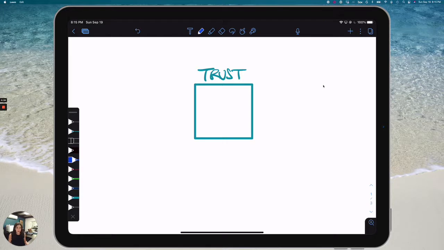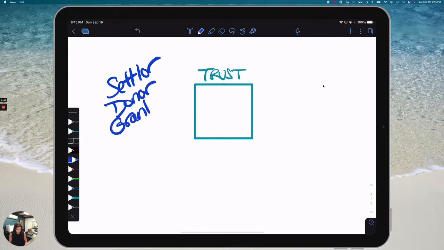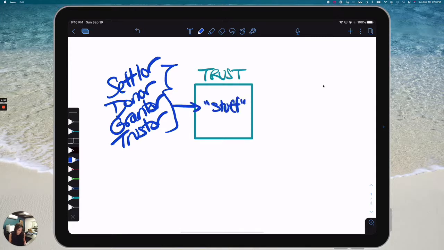I'd like to give you a quick Trust 101 before we meet. This is a trust, and the person who creates it is called the settlor, or the donor, or the grantor, or the trustor. Essentially, this is the or person. And this person creates the trust and puts her stuff into the trust. Stuff here being the technical legal term.